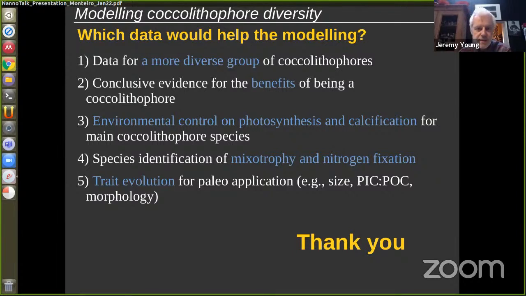One of the thoughts which occurs to me, particularly when looking at the umbelliform ones, is how important is growth rate? Because I have a suspicion that maybe Umbilicosphaera is growing much slower than E. hux, and so if you simply take the standing stock biomass, it may not be representative of its biological importance.